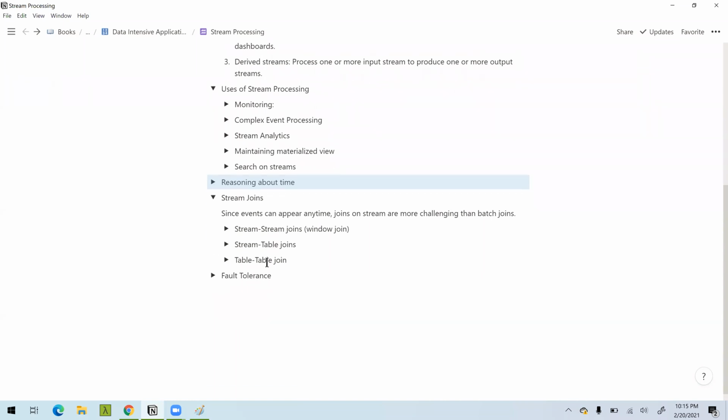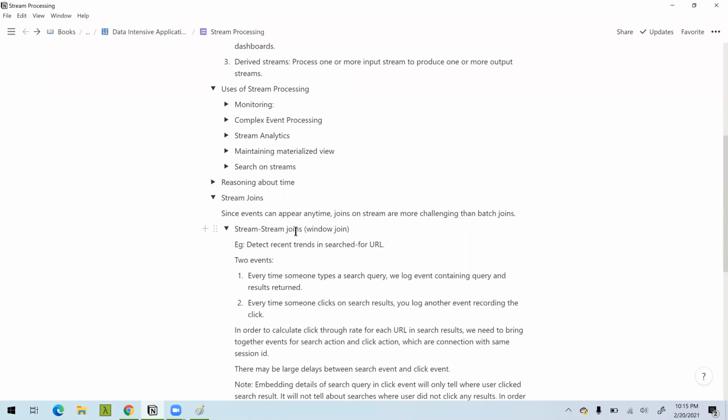Generally we will do three types of join in streams: stream joins, stream table joins, and table joins. At first the third one seems out of context, right? How is table joins related to stream? When we get there, we'll try to understand why it is part of stream. Okay, so let's start with stream joins.